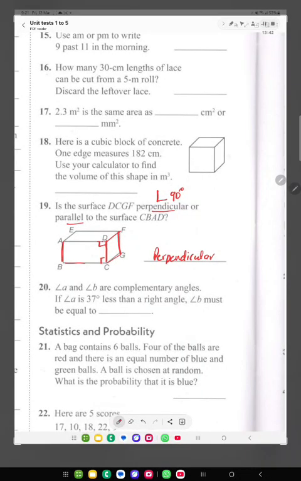Now angle A and angle B are complementary angles. Complementary means if I add both the angles, angle A and angle B, I should get 90 degrees. Okay, so if angle A is 37, less than a right angle, then B must be equal to. So to find B, I should do 90 minus 37. If you just do 90 minus 37, you'll get 53 degrees. So that means, see, it's like this. This much is 53 degrees and the other one is 37 degrees. So they are complementary angles.